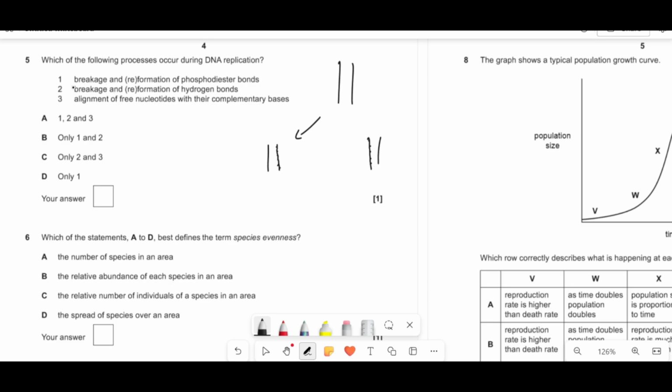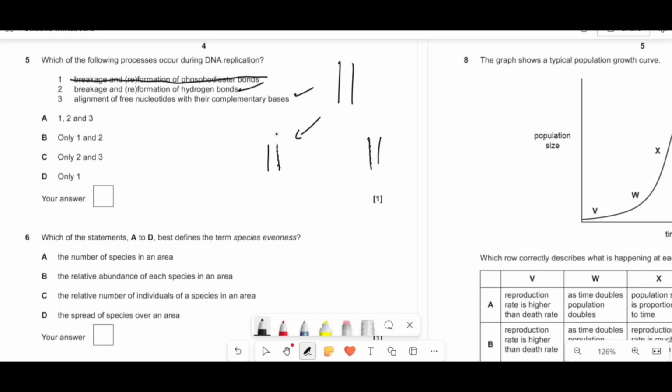Number one is breakage and reformation of phosphodiester bonds? Nope, because that would break the nucleotides. That would break the strands into two chunks, which is definitely not happening. Number two is breakage and reformation of hydrogen bonds. That is indeed correct because they're separating the two strands. So that's the one. And then alignment of free nucleotides at their complementary bases. Yes, because that's how they actually get there.